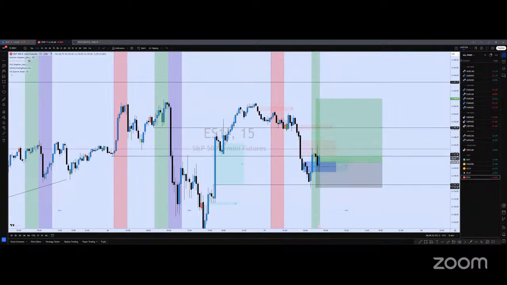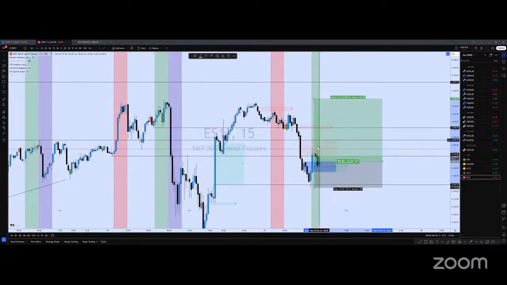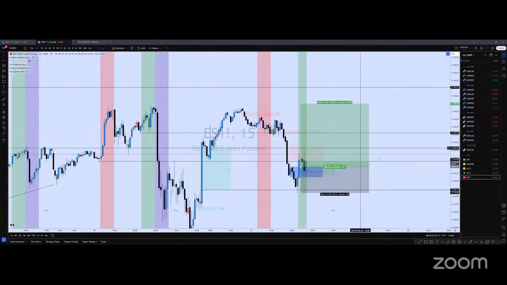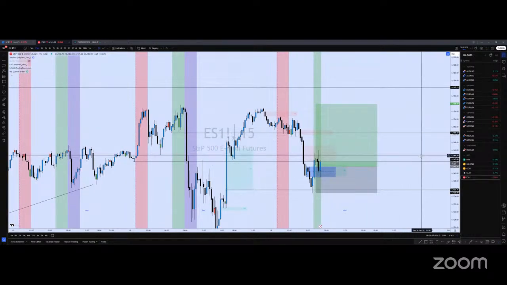Okay, so that's a trading opportunity. Of course, if he stops out, then we wait for that purple time and then we look for the same pattern. Okay, so as it stands, I'm looking for price to move higher from here. All right, so that's just a quick announcement.